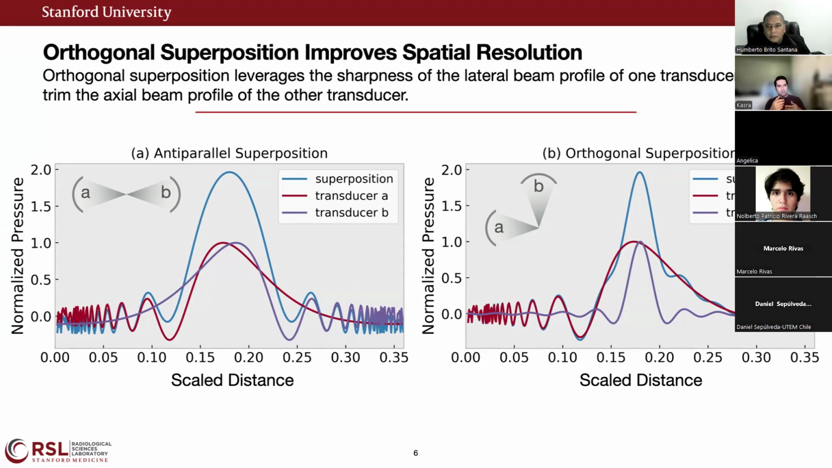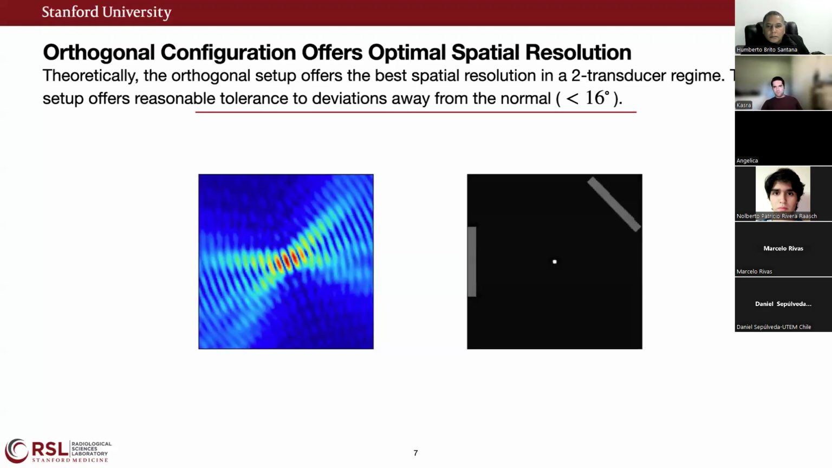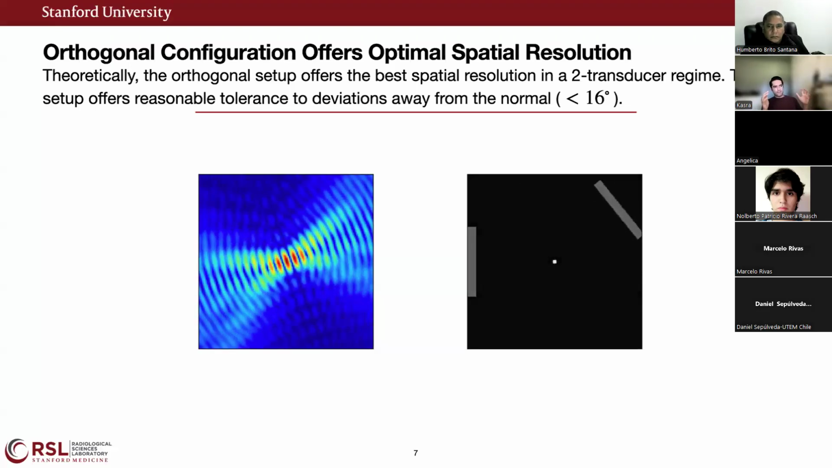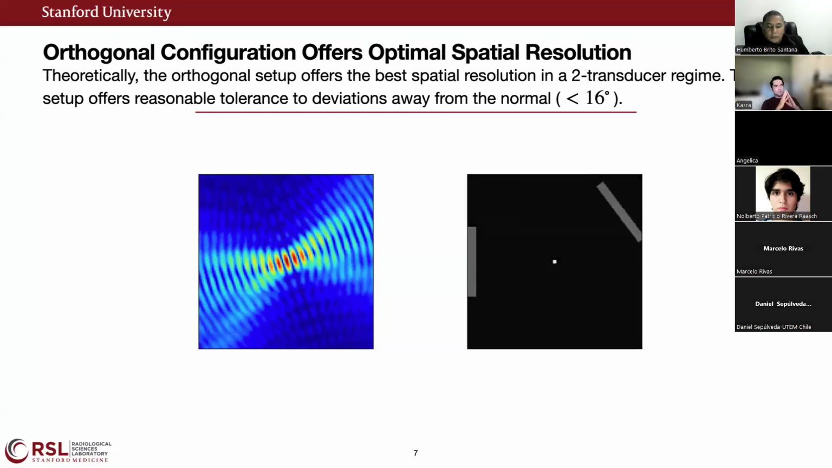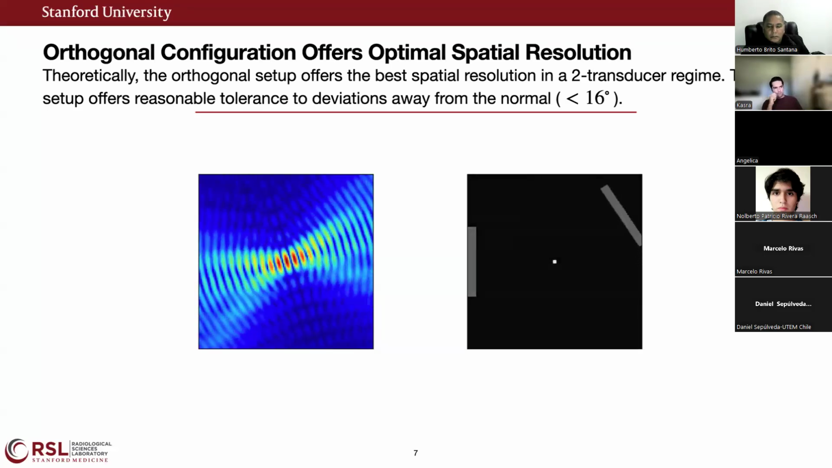In effect, you're essentially having the sharp lateral beam profile trim the broad axial beam profile, and the resultant superposition has a much sharper spatial resolution. In fact, when we tested out several configurations, we realized that the 90-degree arrangement gives you the optimal spatial resolution. In this simulation, I'm starting off with 2 transducers that are at 180 degrees, and I keep reducing the angle down to 90 degrees. And we observe that at 90 degrees, we get the optimum target volume.